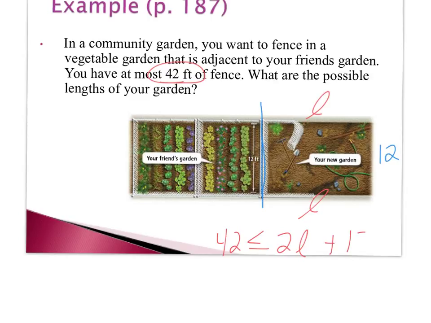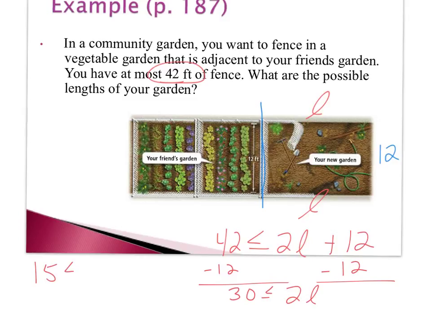plus 12. And now we get to solve. So subtract 12, subtract 12. So we realize that 30 has to be less than or equal to 2L. Whoops, my mistake there. 2L. Divide both sides by 2. And I ran out of room, so I'm going to the left. 15 is less than or equal to L.